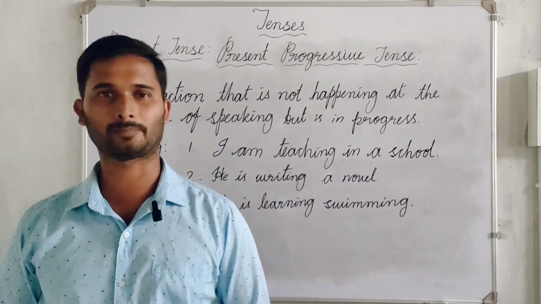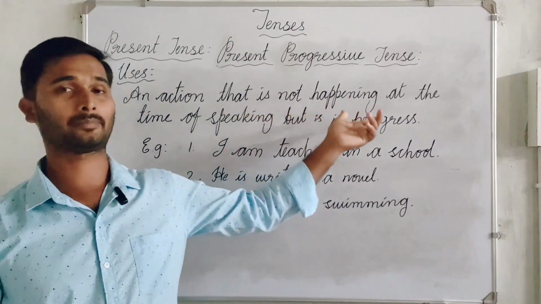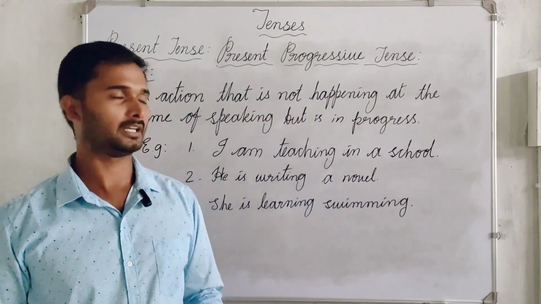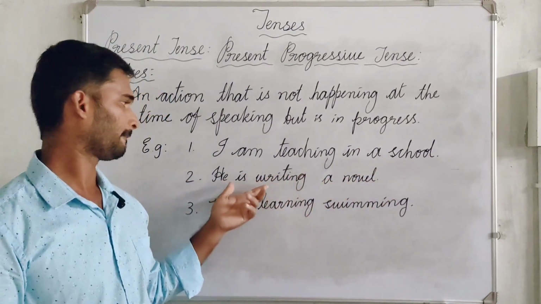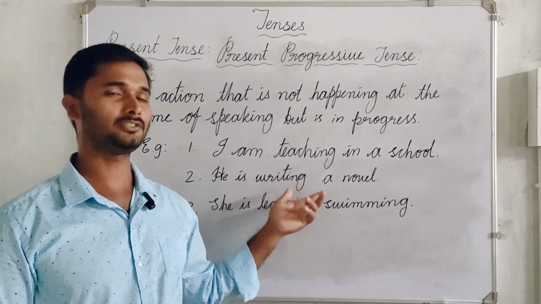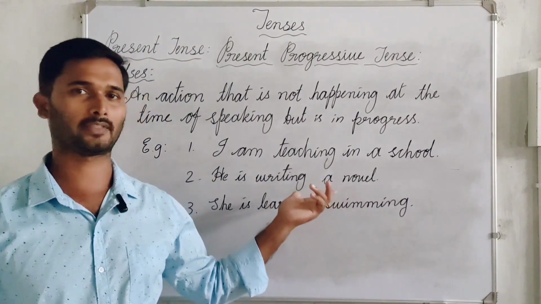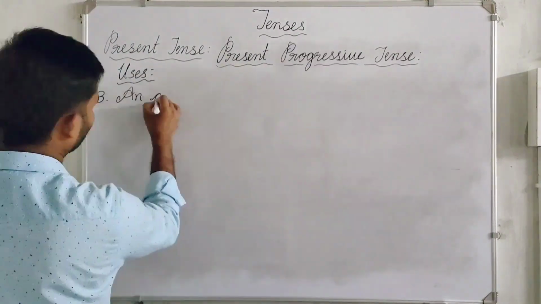The second use of the present progressive or present continuous tense: an action that is not happening at the time of speaking, but it is in progress. Here are a few examples. I am teaching in a school. He is writing a novel. She is learning swimming. These show that the action is not being done right now, but it is in progress.